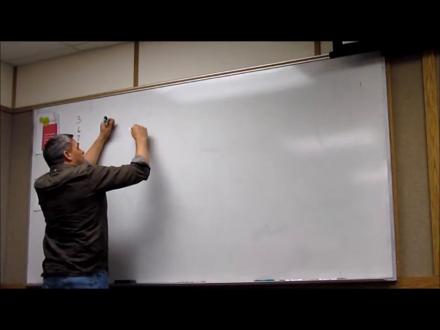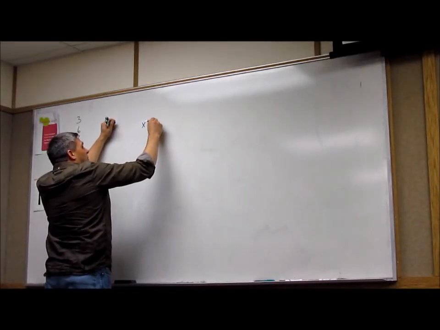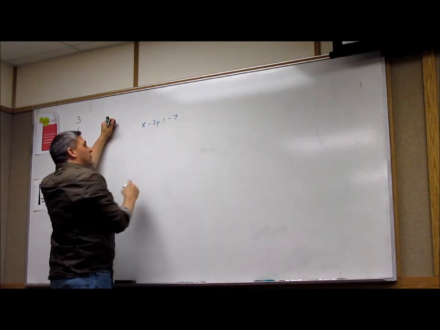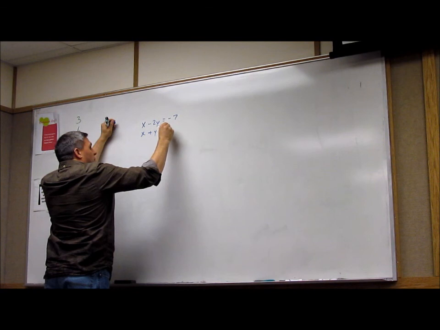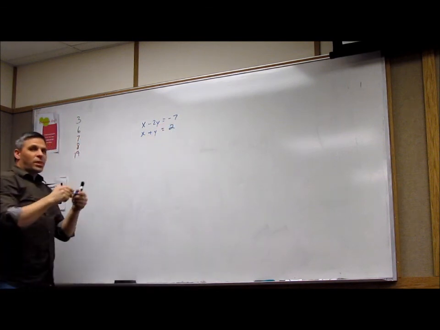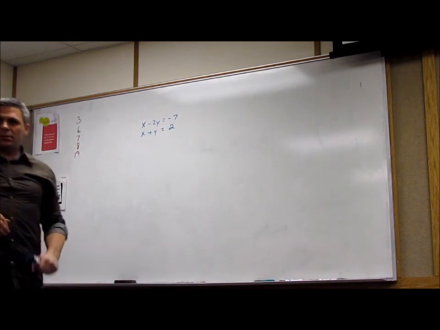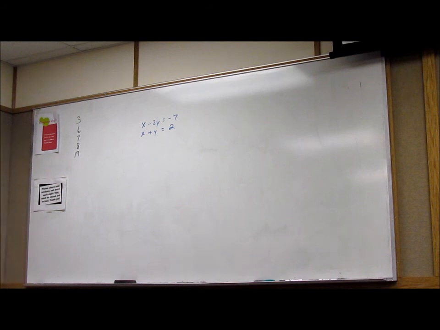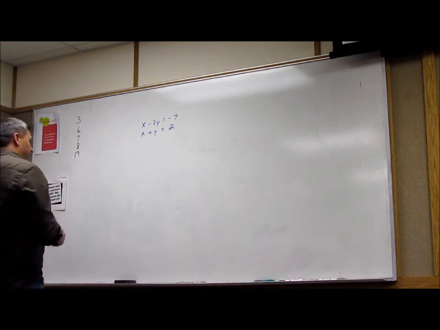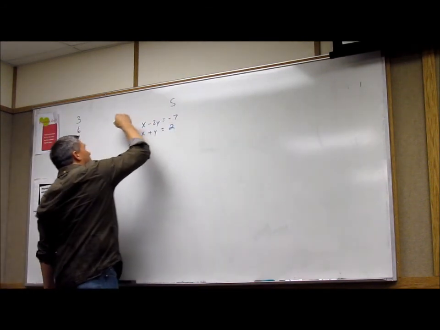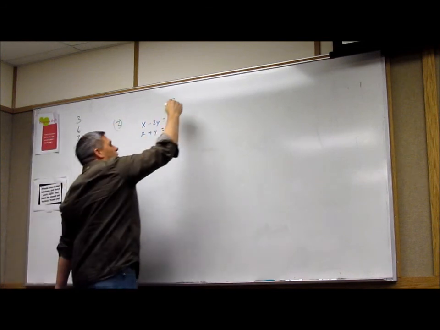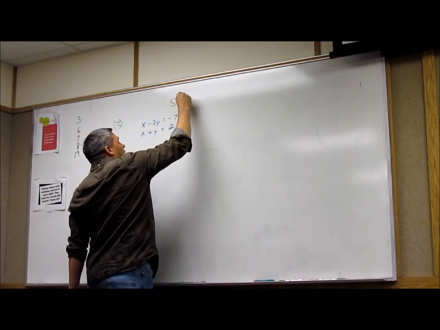x minus 2y equals negative 7, and that's over x plus y equals 2. And what are we doing? Write it in slope-intercept form. Yes, slope-intercept form. Okay, so this one is a slope-intercept. This is problem number 3. Slope-intercept form.